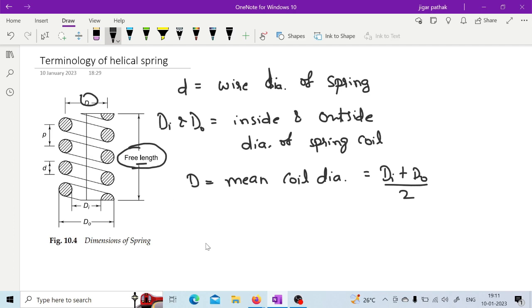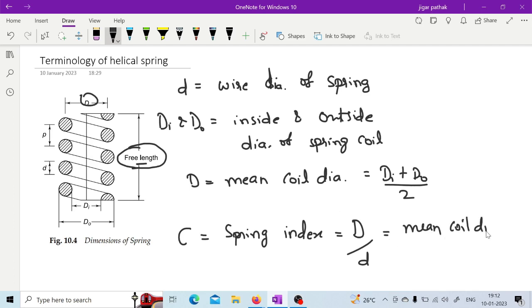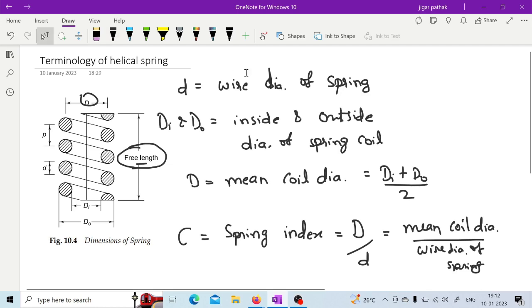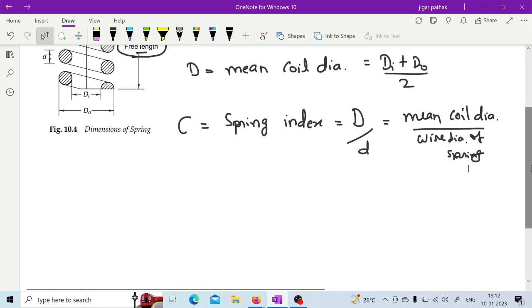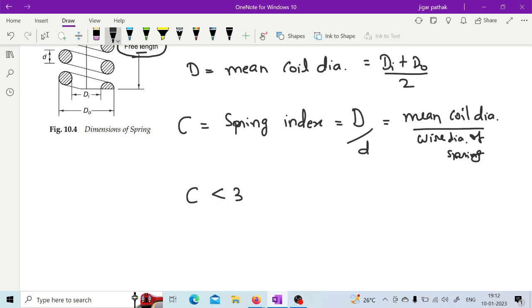When we discuss helical springs, one important term defined is C, which is also known as the spring index, given by capital D by small d. We have defined capital D as the mean coil diameter and small d as the wire diameter of the spring. Based on the value of C, you can check how sharp your spring will be. If C is less than 3, there will be very sharp curvature and this type of spring is very difficult to manufacture.